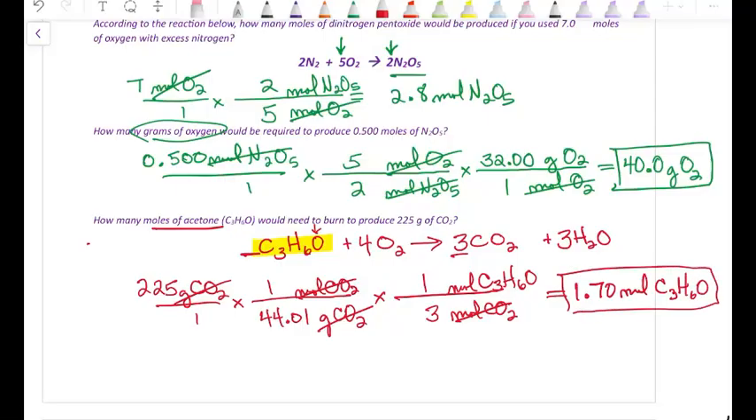All right, there you go. That is using moles in stoichiometry. And so we will do lots more practice, and make sure you come to class with any questions about this video.